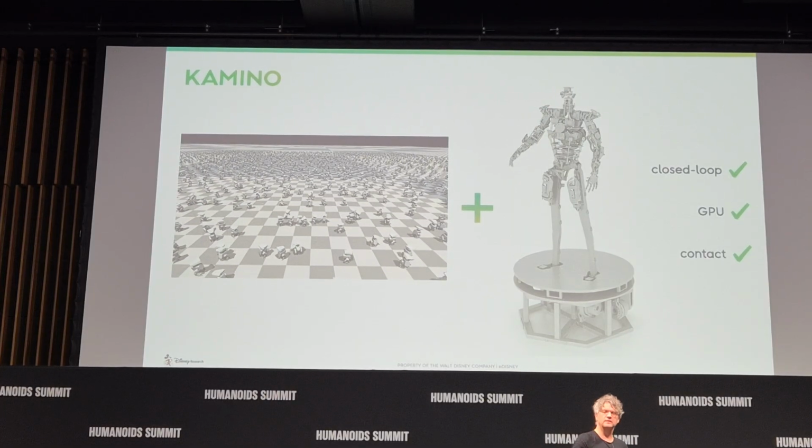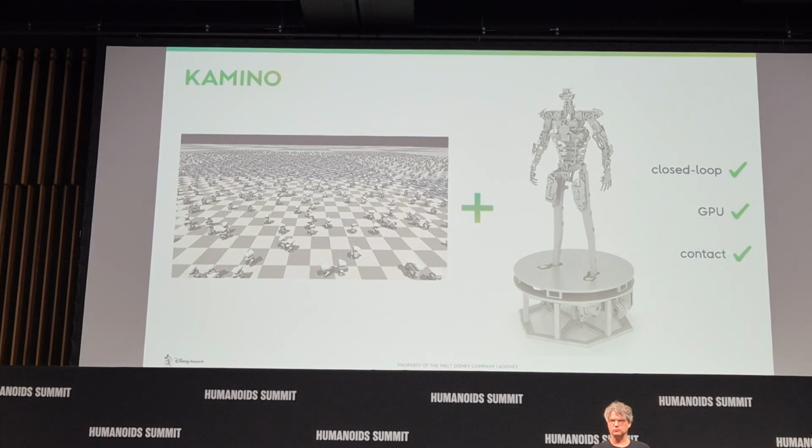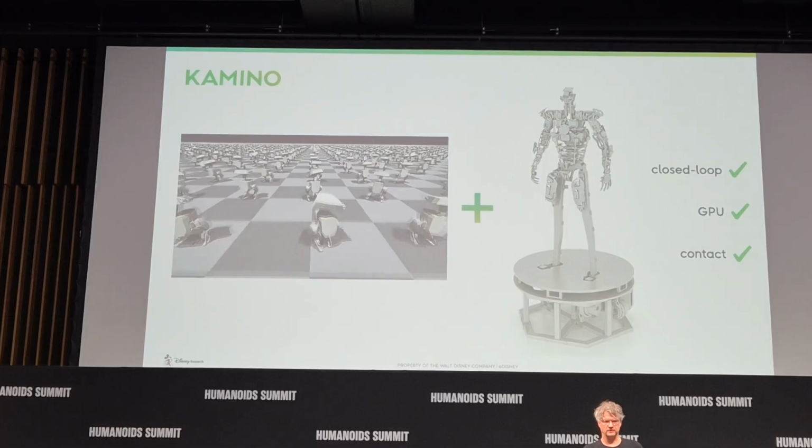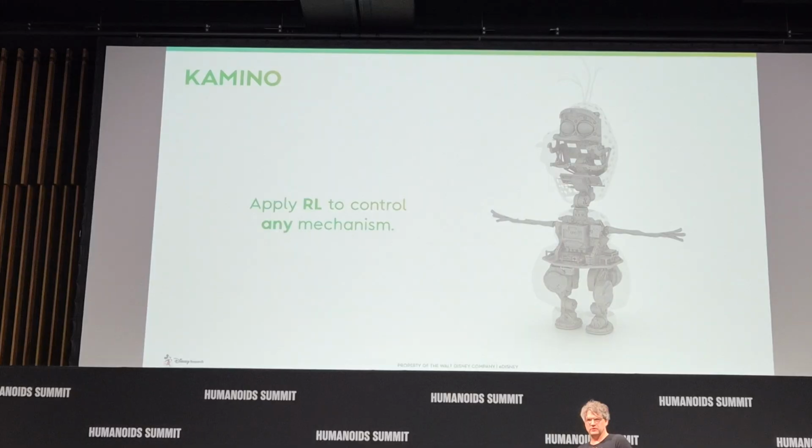So we can simulate complexity like that, but at the same time, we can support 3D walking systems, so contact and GPU acceleration. The name Kamino is motivated by the Star Wars universe. The inhabitants of this planet in the Star Wars universe are experts in cloning, and because we clone many robots in simulation, we thought it was an excellent name. So with Kamino, the ambition is applying reinforcement learning to any mechanism.